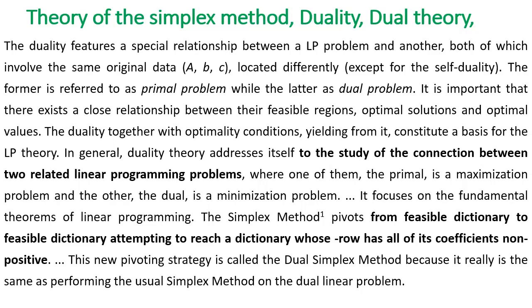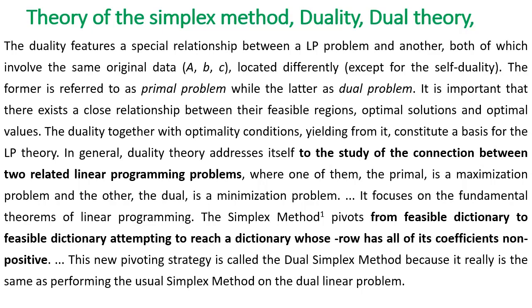If we look at the duality feature, there is a special relationship between one linear program and another, both of which involve the same original data A, B, C arranged differently. The former is referred to as the primal problem, while the latter is the dual problem. There exists a close relationship between their feasible regions, optimal solutions, and optimal values. Duality together with the optimality conditions yielded from it constitutes a basis for linear programming theory.